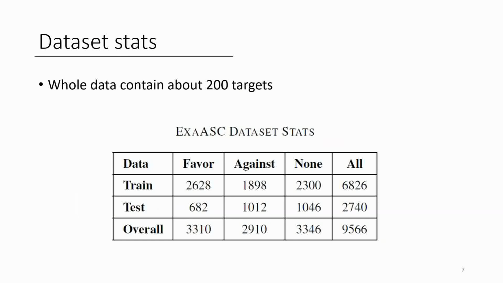Dataset stats. For the dataset, we split our data into two sections, training and testing. The whole data contains about 200 targets. Training data contains about 7,000 data samples, and the test contains 2,000 to 2,700 samples. Overall data is 9,500 data samples.